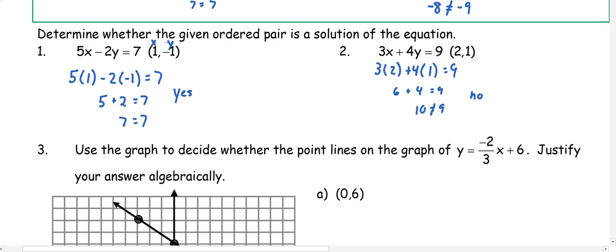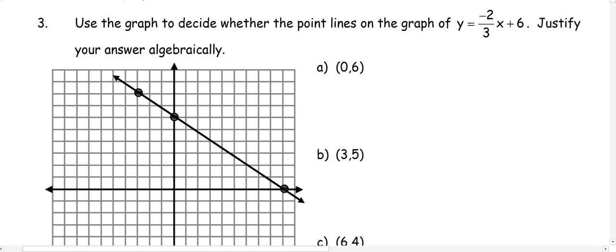We can also use graphs to figure out if a point is a solution. So below is our graph of the equation y equals -2/3 x plus 6, and we want to justify our answer algebraically to see if it's a point or not. So the first one is 0, 6. So I go to 0, 6, and 0, 6 is on the line, so yes, it's a point, and we can even test that in our equation with our x, y. So 6 equals -2/3 times 0 plus 6. Well, -2/3 times 0 is just 0. So we get 0 plus 6, which means 6 equals 6. And this is a true statement.